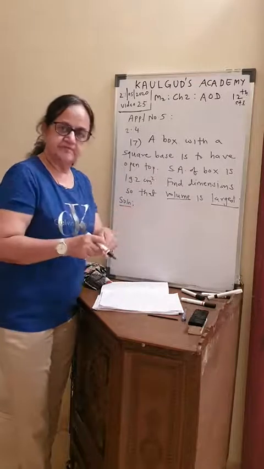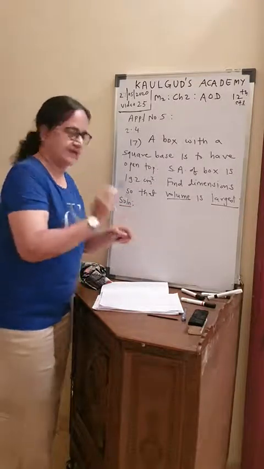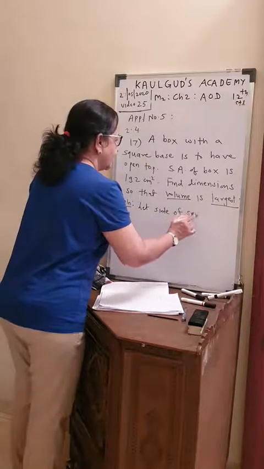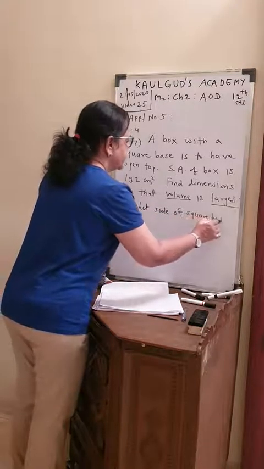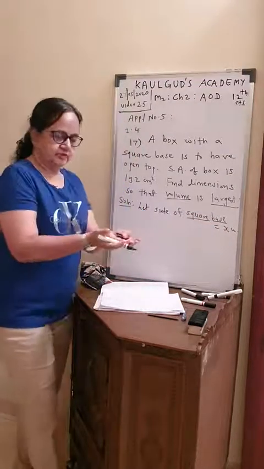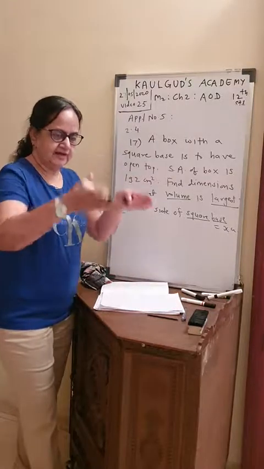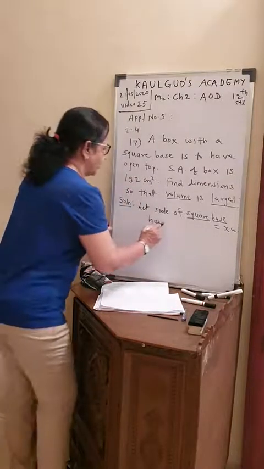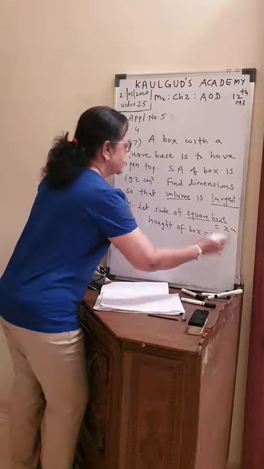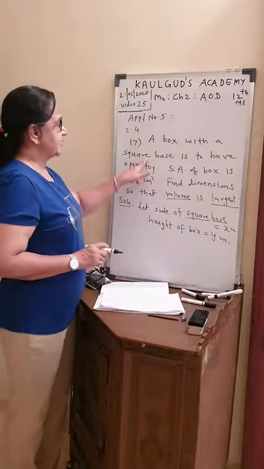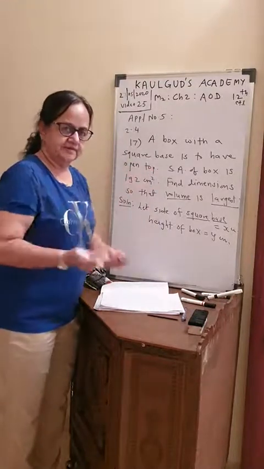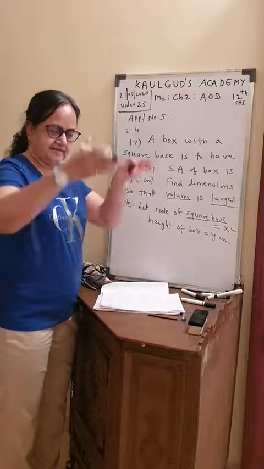Base is a square. Side of the square base I will call x. So let side of the square base equal x centimeter. So there is a base which is a square, and then there is a height to the box. So height of the box, let me call y. It has a square base. Now there is open top. So there is no top. There is no lid. So base is a square and then there is a height.